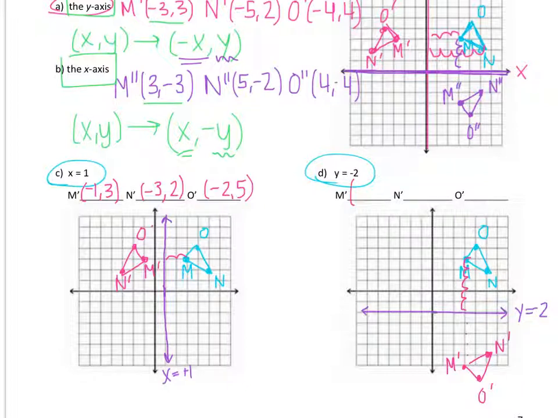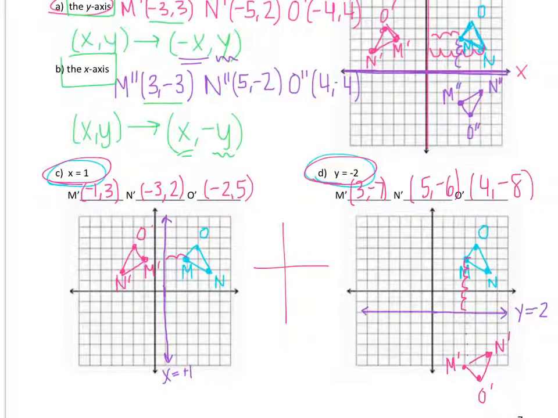So I have M prime located at +3, negative, I think it's 7. 1, 2, 3, 4, 5, 6, 7. Yep. N prime is over at 5, -6, and O prime is at 4, -8. Like I said, there's no rule when we're reflecting over a line that's vertical or horizontal, with the exception of those x and y axes. But here, all you're doing is just counting boxes, so it's really handy if you can either sketch yourself some graph paper or have graph paper by your side to do this with.